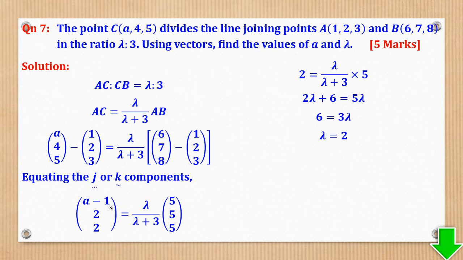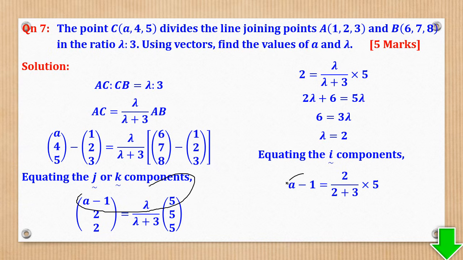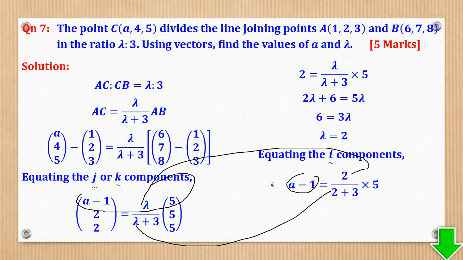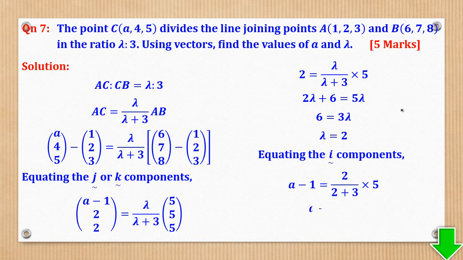After getting the value of lambda, I'll come and use now the i component. In the i component, I have minus 1 is equal to lambda, which is now 2, divided by lambda plus 3, which is 2 plus 3, multiplied by 5. So there I'll be able to get the value of A, and that's what they wanted.